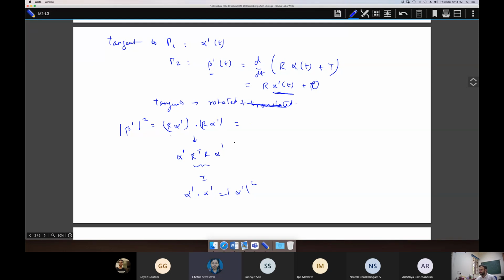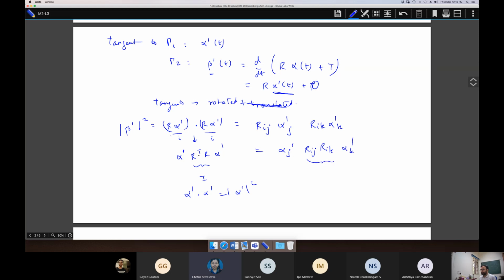In terms of index notation, how can I do the same calculation, just for practice? We can write R_ij alpha prime_j, and then R_ik alpha prime_k. Very good. So you're taking the ith component of this and the ith component of this. Yes. So this we can therefore write as alpha_j prime R_ij R_ik alpha_k prime, right?